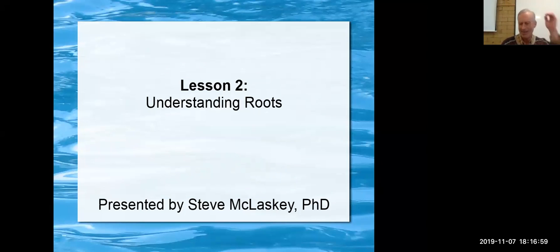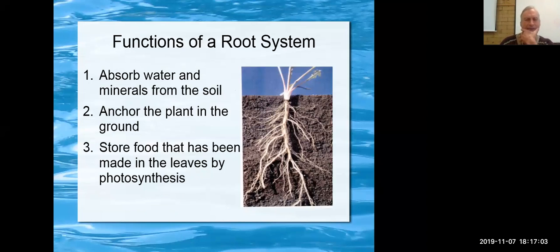Okay, start with roots. So, the root system is a very important part of the plant. I guess all the parts are important, but roots absorb water and minerals from the soil. They anchor the plant in the ground. They store food that has been made in the leaves by photosynthesis. So those are three main functions of roots.